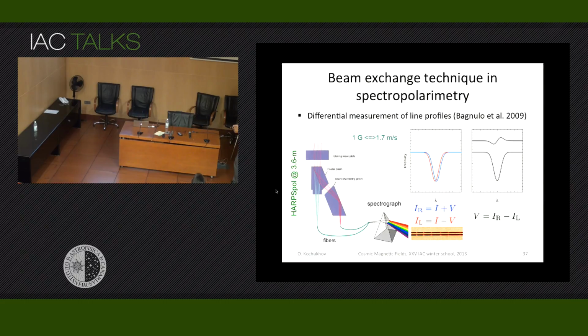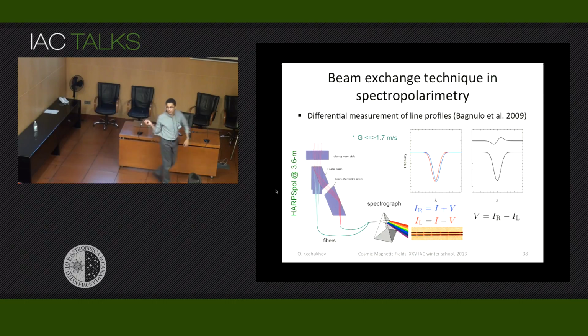All right, but this is not all of it. Until the middle of the 90s, people would approach calculating Stokes parameters from observations in a simple-minded way. We have one spectrum, which is I plus V, another spectrum, which is I minus V, and we compute V as a difference between the two.